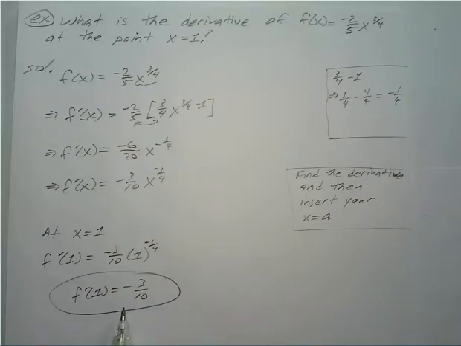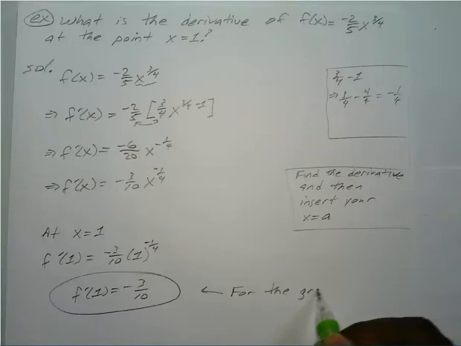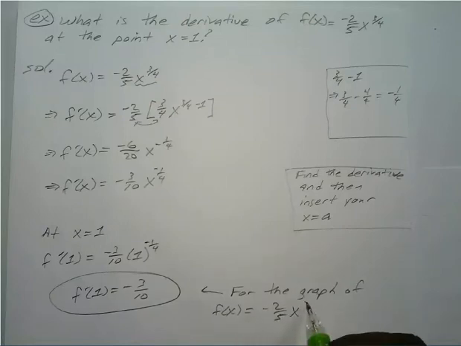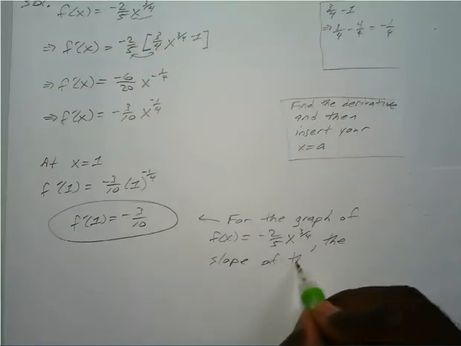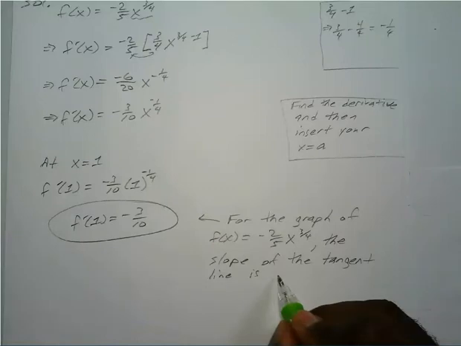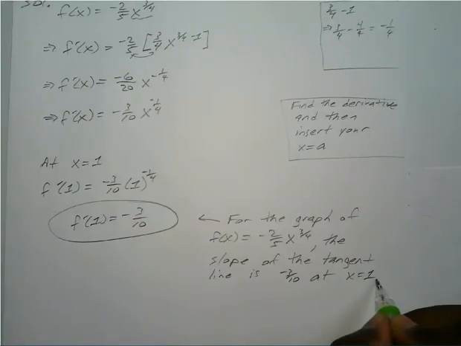Okay, so really what this is saying, for the graph of f of x equals negative 2/5 x to the 3/4 power, the slope of the tangent line is negative 3/10 at x equals 1. Okay, so really that's what that's telling you.